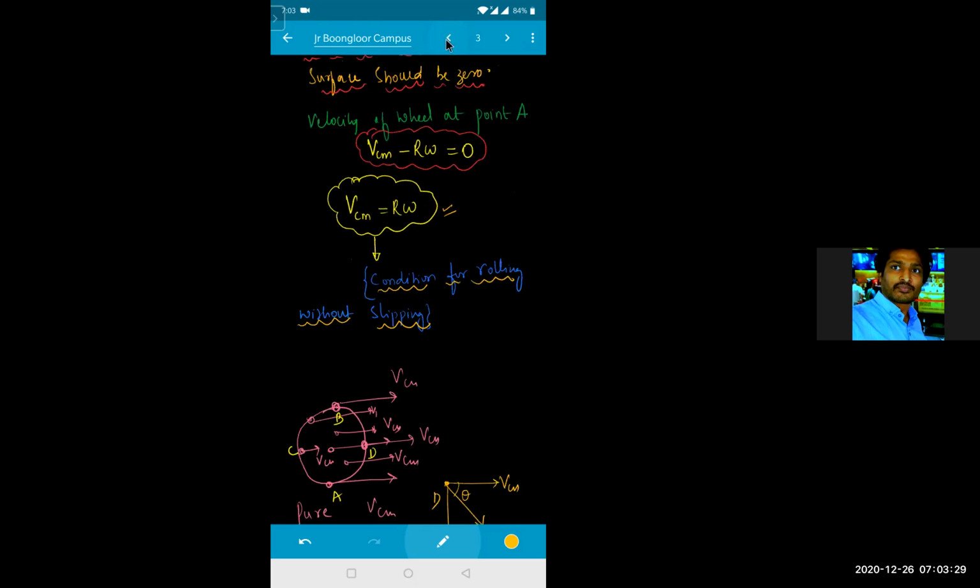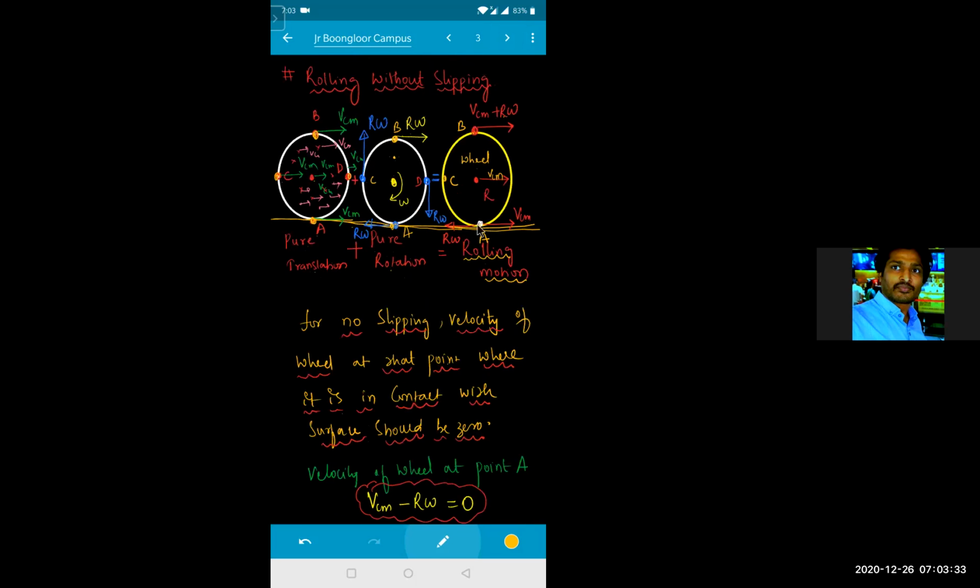That means the point which is in contact with the ground during the rotatory motion. When the particles are rotating, it is in contact with the ground. So for point C, the axis will be your A. For point D, the axis will be your A, because it is rotating about this point on the ground.